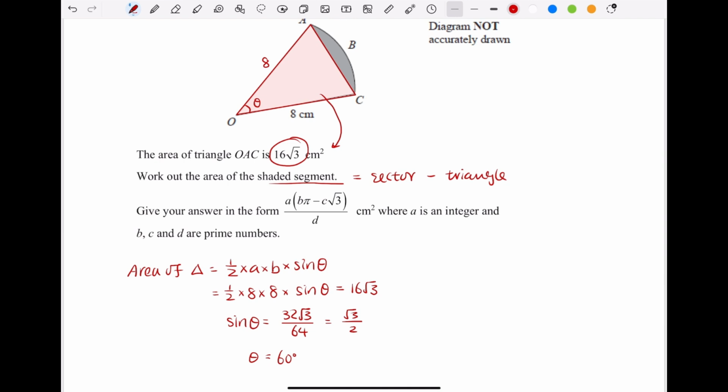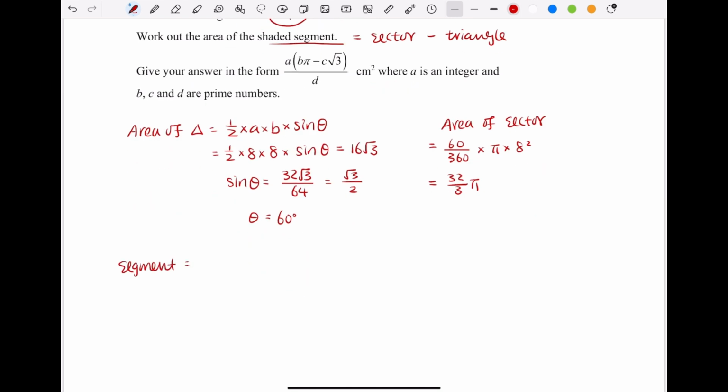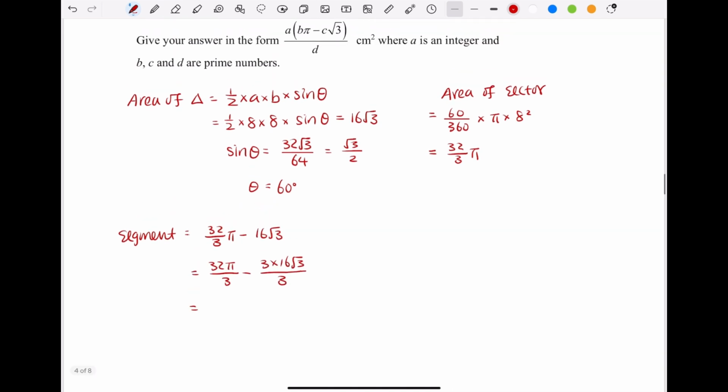Now we can work out the area of a sector, which is theta over 360 times pi times r squared. Now r squared is 8. Therefore, from here, we can work out the area of the sector is 32 over 3 pi. The segment is going to be 32 over 3 pi, subtract 16 root 3. So what we need to do is to find the common denominator and write them as a single fraction.